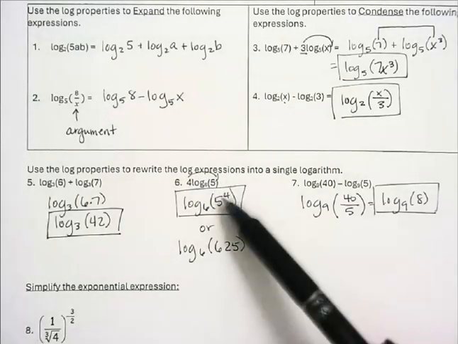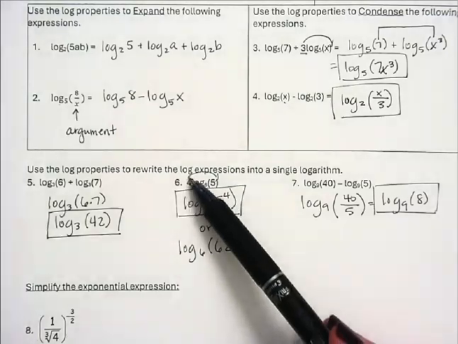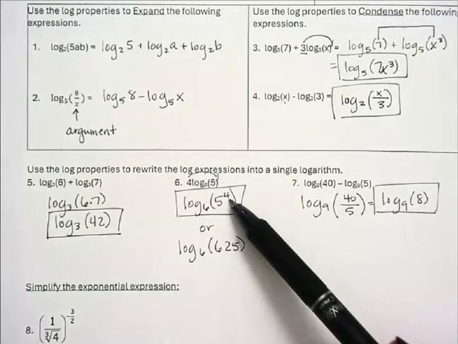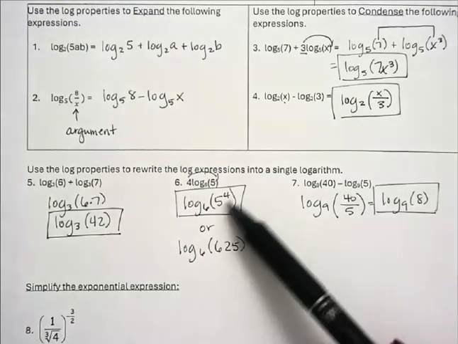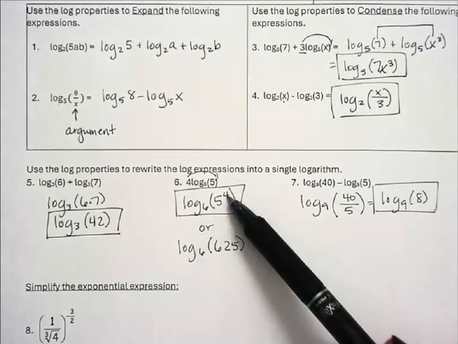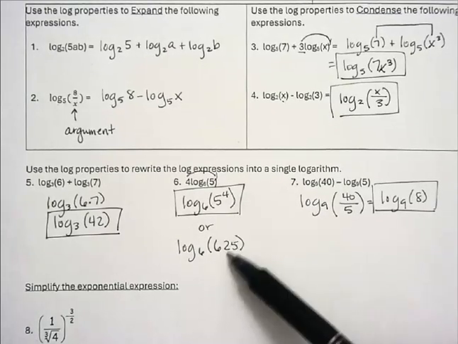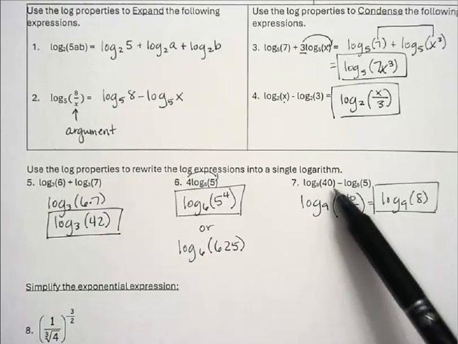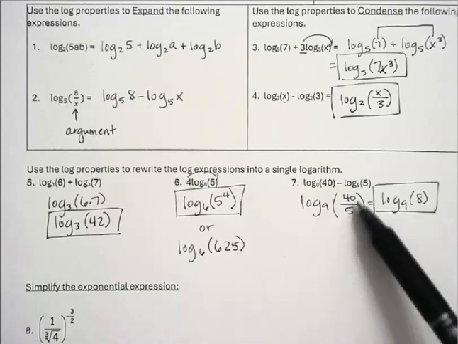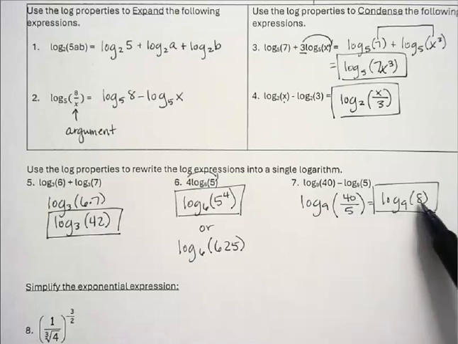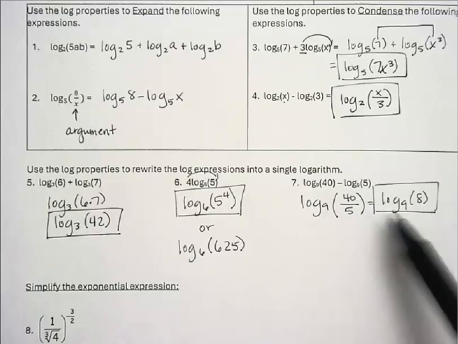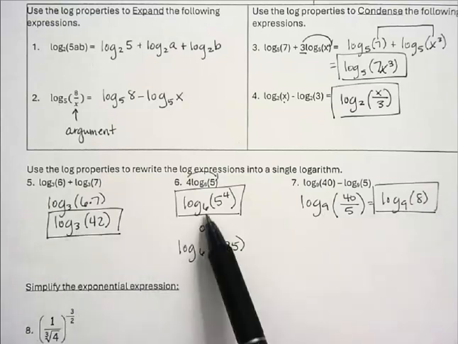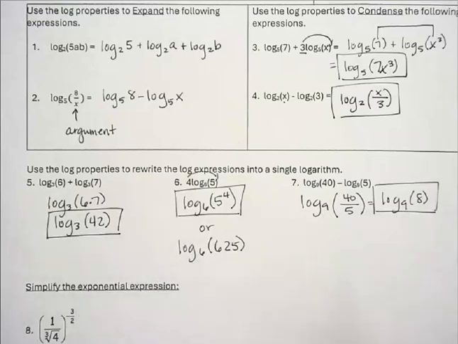So we bring the power property. So we bring the coefficient of 4 up as a power or exponent. Log base 6 of 5 to the 4. You also could multiply 5 to the 4 out and make 625. And then we have two terms here being subtracted, so we rewrite as division. 40 over 5 is 8. And notice we're not doing any math with the bases. They're just coming along for the ride.